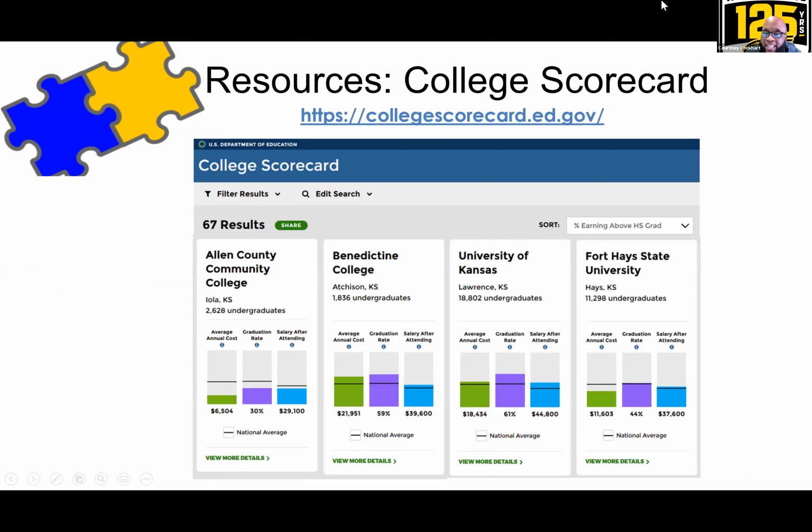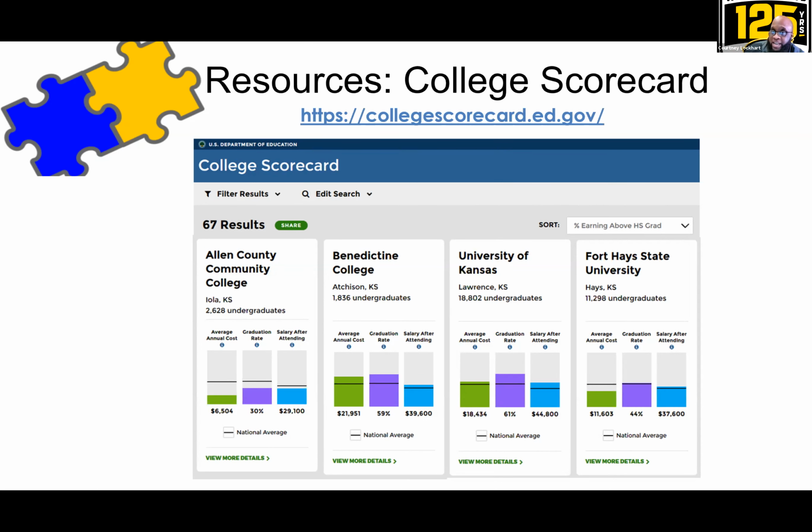And then last but not least from me, we have the College Scorecard. So this is a nice tool for your students and families to utilize to compare institutions that they may be interested in. They can enter in their institutions and do a side-by-side of, as you see here, their average annual costs, what the graduation rate of that institution is, and what the salary is going to be for potential graduates from that institution. And then they can compare.